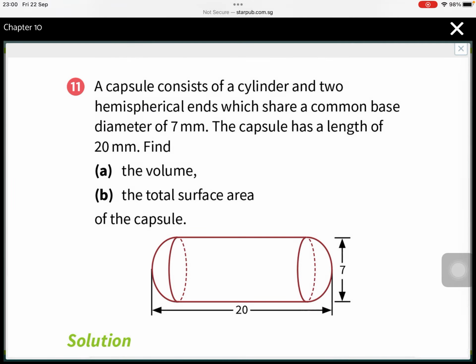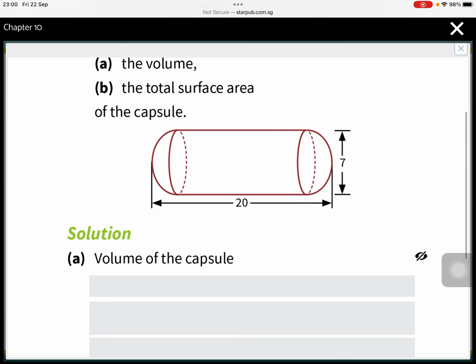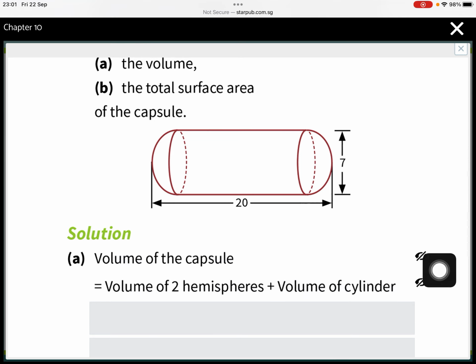With that, let's begin our calculations. To find the volume of the capsule, like I said, you will need to calculate the volume of the two hemispheres and the volume of the cylinder. For the two hemispheres, which make one sphere, the volume is 4/3 pi r cubed. The volume of the cylinder is the base area times the height. Base area is pi r square, times the height of 13.